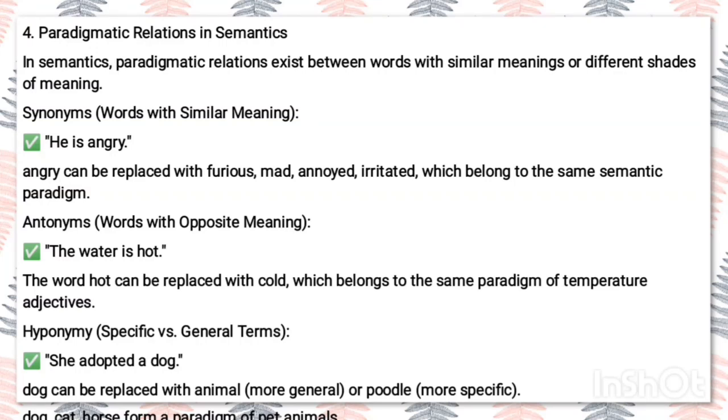In semantics, paradigmatic relations occur between words that share meanings or are related in meanings. These words can be synonyms, antonyms, or words in a hierarchical relationship. First one is synonyms, words with similar meaning.